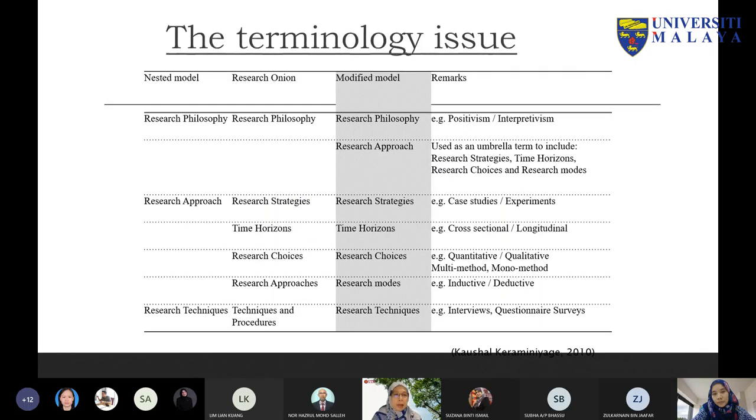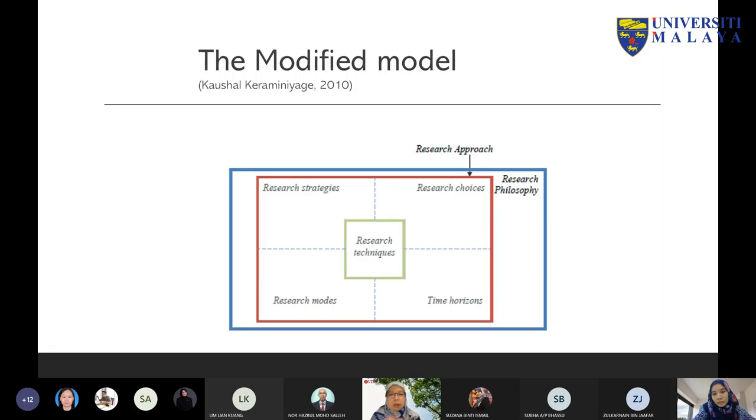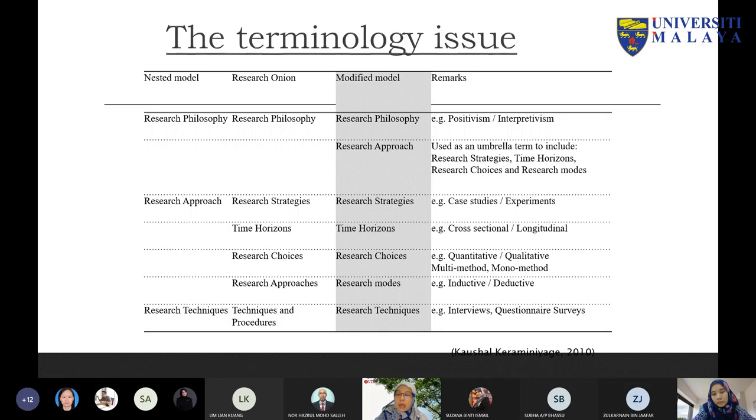Okay, sorry. So it doesn't matter whether you want to have the nested model, onion, or modified model. It's up to you, like I say, whichever one you prefer or are comfortable to work with. Are you going to adopt the nested model or research onion? Some want something a bit flexible, some want an approach that is very rigid. So it depends. Nothing is good or can be compared. All are equally good. Okay, fairly good. All right.